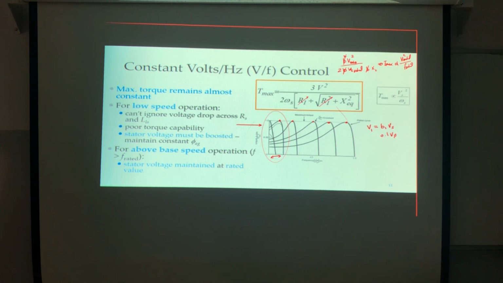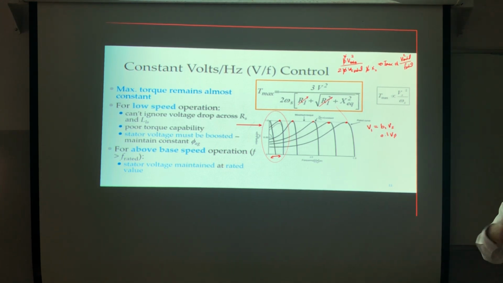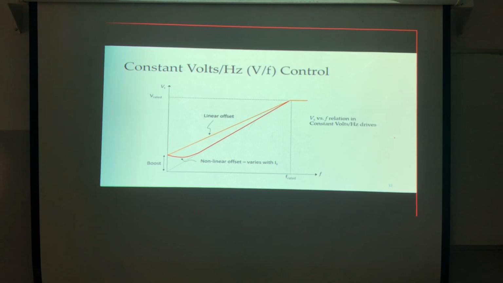So if I cannot neglect the drop voltage, what can I do? I can boost that voltage. I can calculate how much drop voltage I need. Then instead of imposing 10, I will impose 12, such that in the end of the day, the gap flux will be constant. So this is the idea behind the boosting.